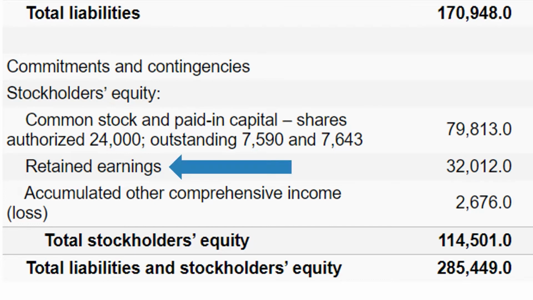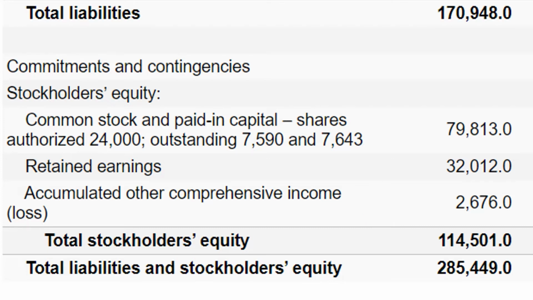Retained earnings is the amount of money that's left over after the business has paid out any dividends to shareholders. So it's money that is left over for the company to reinvest in the business or basically do whatever they want with. And last is accumulated other comprehensive income.